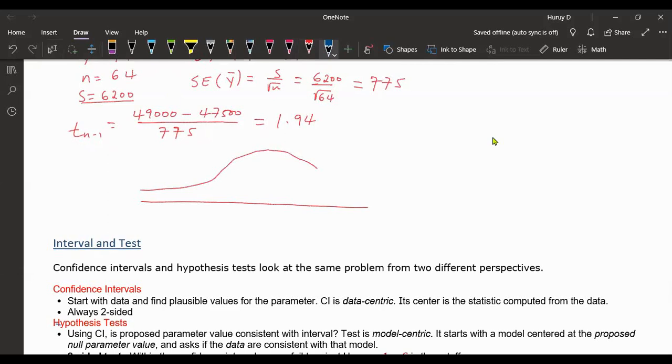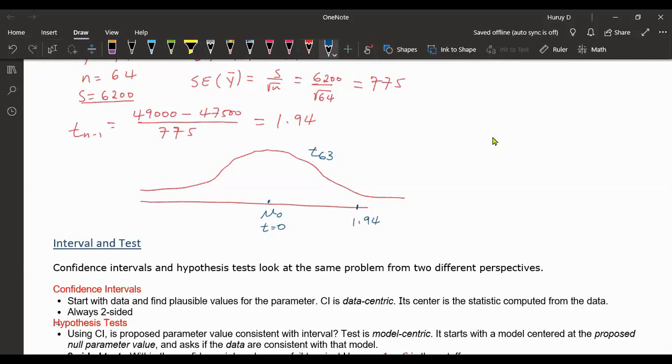Suppose this is the graph of T with 63 degrees of freedom. And if we assume the null hypothesis is true, then here we have mu naught, which is 47,500. The t-value for this one is 0, because the center is 0, the standardized value. And the calculated value that we have here is 1.94. And this is the t-value for 4,900.